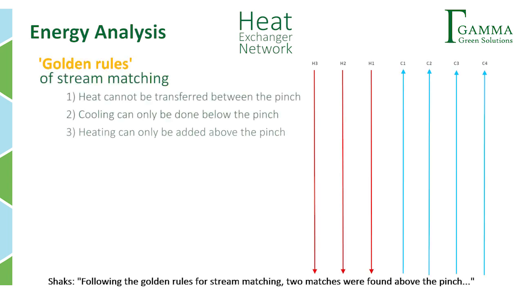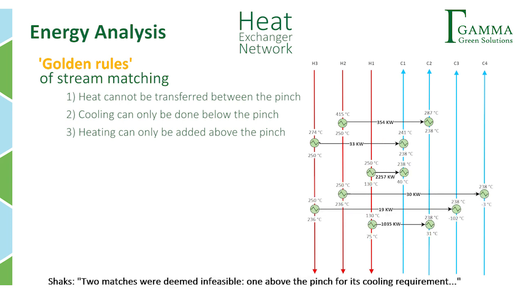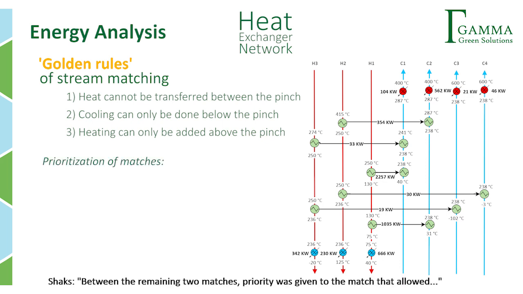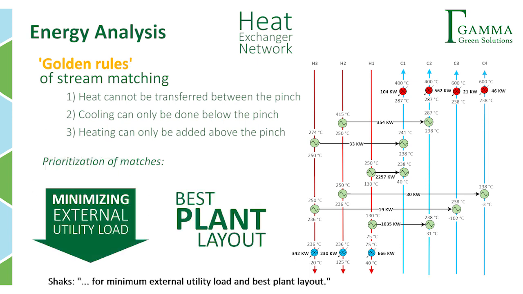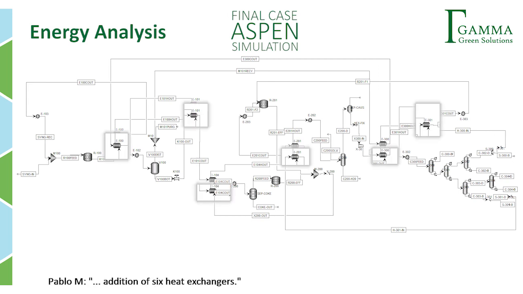Following the golden rules for stream matching, 2 matches were found above the pinch and 3 below. 2 matches were deemed infeasible, 1 above the pinch for its cooling requirement and 1 below for its heating requirement. Between the remaining 2 matches, priority was given to the match that allowed for minimum external utility load and best plant layout. We then integrated our energy analysis into our final case Aspen simulation, with an addition of 6 heat exchangers.